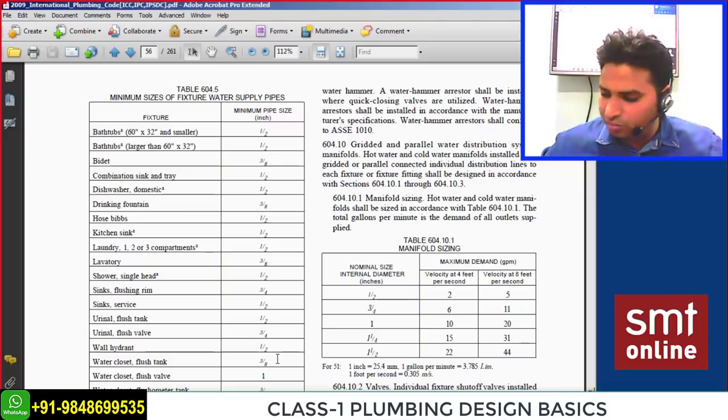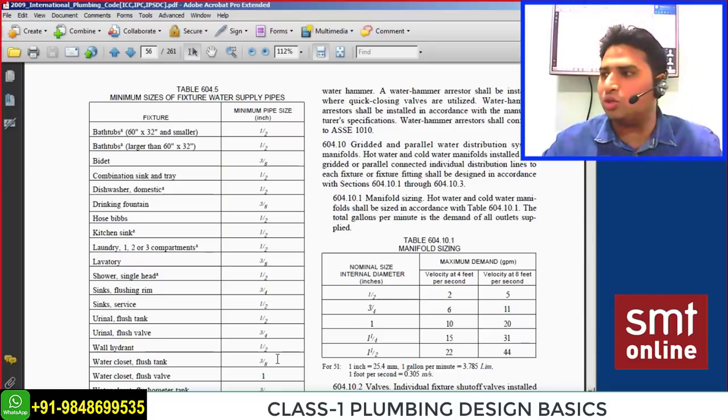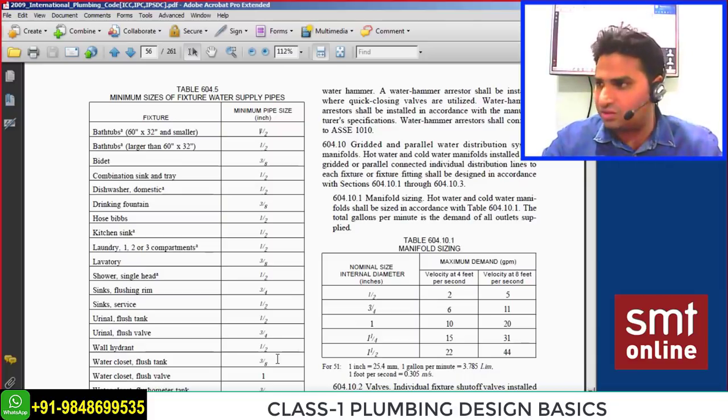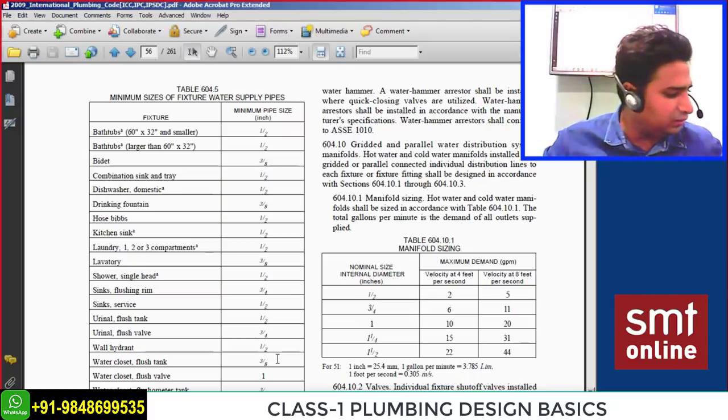Now I think you people are getting a confusion or a question arising in your mind: when the flow and the GPM, I mean the flow and the pressure, are given and the sizes are given, and the fixtures I can find out, so what are we doing here? Anyone has any idea what we are here to do? Anyone? Not routing. Routing is not that technical thing. Anyone?